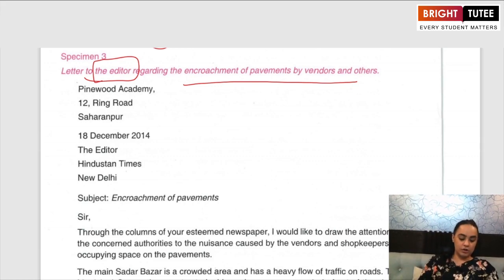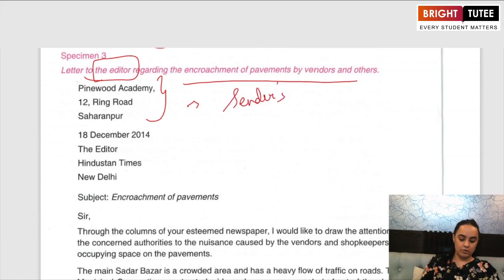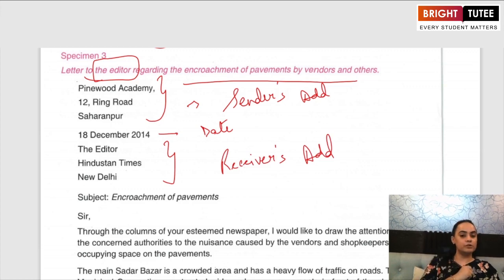So, when writing a letter to the editor, the first thing that you write is your address. So you write the sender's address. After that, you write the date. And then you write the receiver's address. The way we had it when we wrote to the principal, in that we first wrote the principal, name of the school, and then name of the city. Here we write the editor, Hindustan Times, New Delhi.